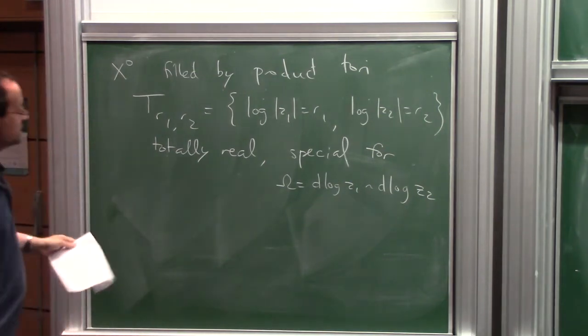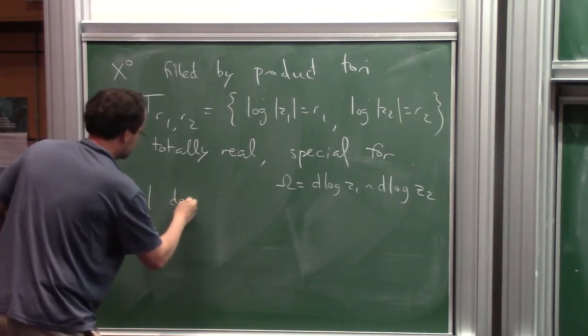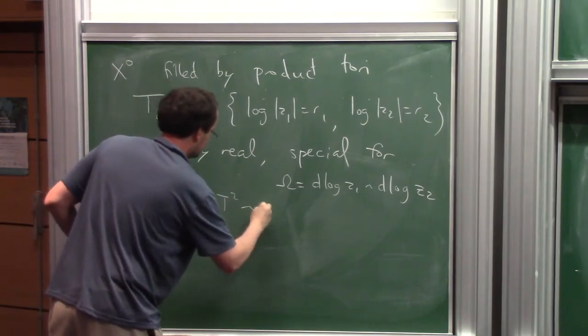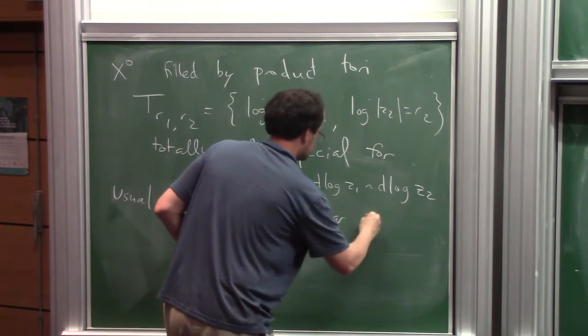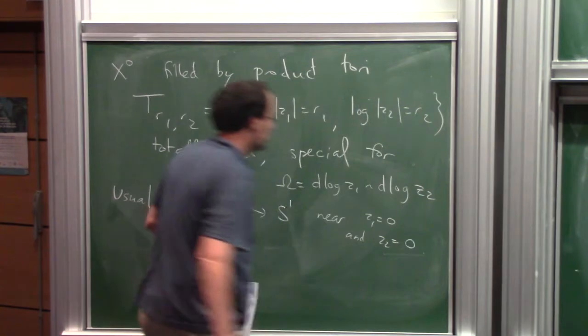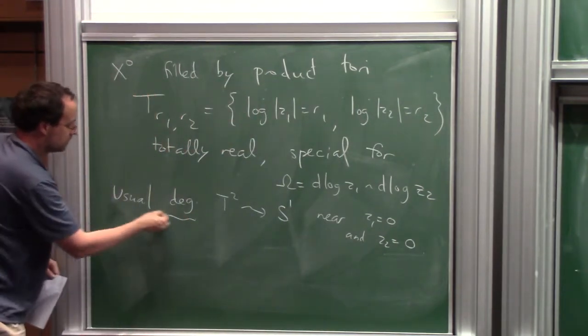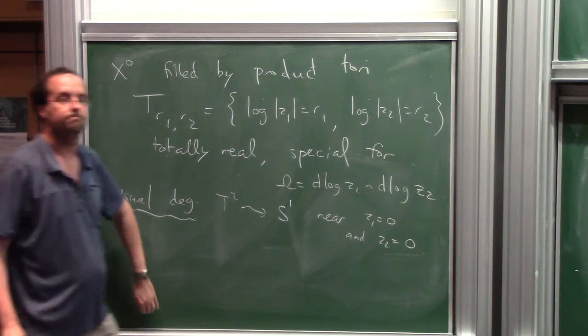So, but in this case, we have a usual kind of degeneration, but the T2s can collapse to S1 near Z1 equals 0 and near Z2 equals 0. And if you want, that's why we understand how the mirror will be a Landau-Ginzburg model.